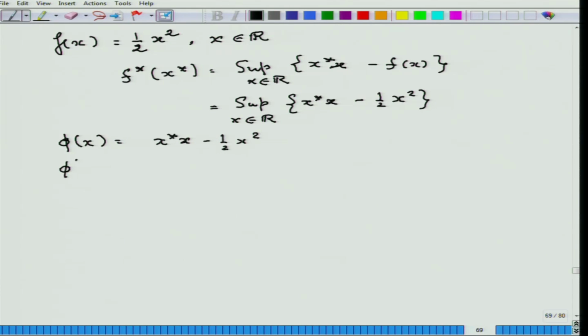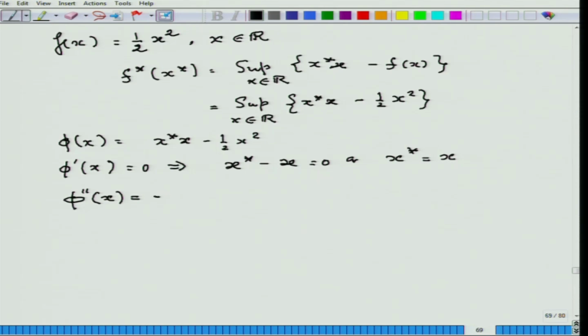To do that I first have to check the first order necessary optimality condition. Find an x which would satisfy phi dash of x, the derivative of phi at x, is equal to 0. So, this would imply, if I take the derivative of this one, x star minus x is 0, or x star is equal to x. Now, is this a supremum? To do so, you have to take the second derivative. If I take the second derivative, it will become minus 1 for whatever x you choose.